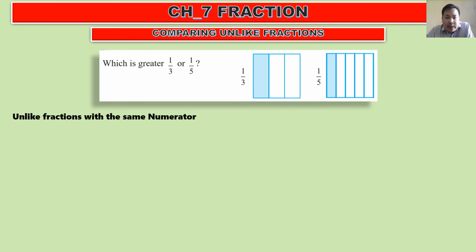Unlike fractions with the same numerator. Here we have the same numerator, that is 1 each, isn't it? In this case, what I just talked about, that the smaller the denominator is, the larger the fraction, you can carry on with this idea. But in some cases this may not be right, when the numerators are different. Then we have to go for some other methods that I will come to later on. For now, let us see comparing unlike fractions where numerators are the same but denominators are different.